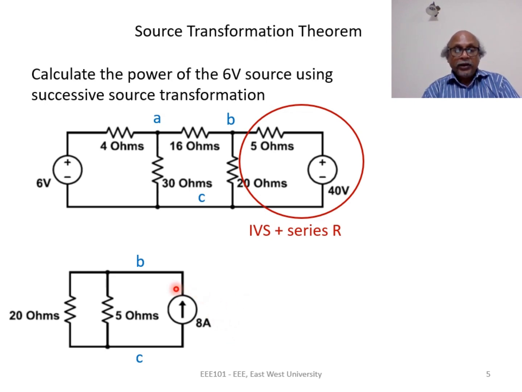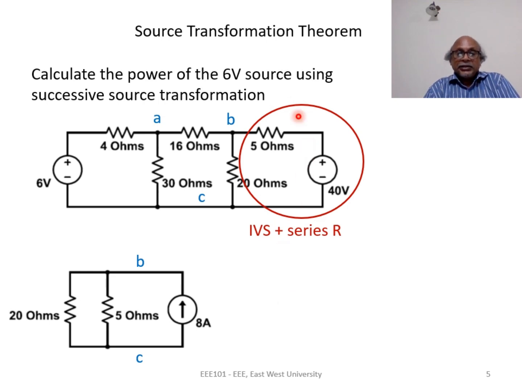And the arrowhead of the current source is towards node B because the plus of the voltage source is also towards node B. So the current source has been drawn with the correct polarity. I have not drawn the complete circuit because I am only interested between node B and C, and I am not doing any change in the rest of the circuit. So I only drew the part of the circuit where changes are being made.